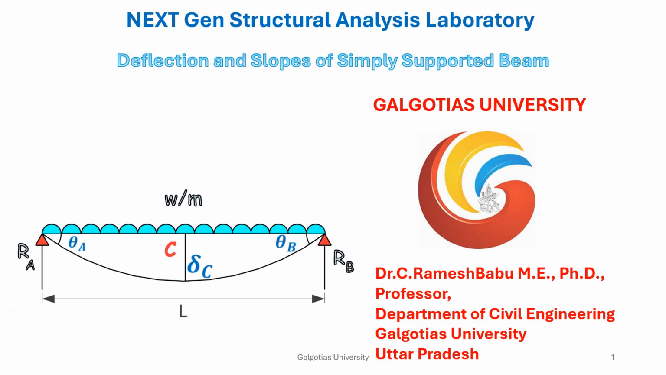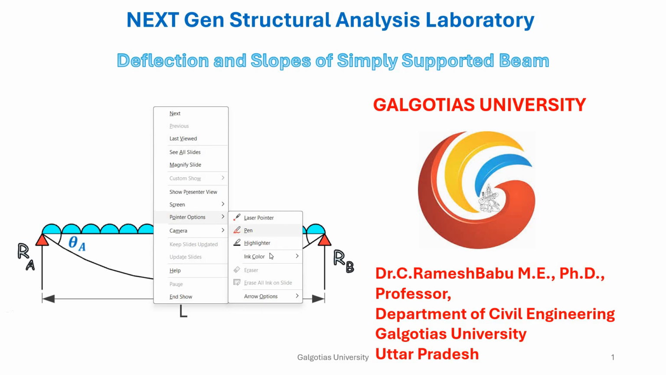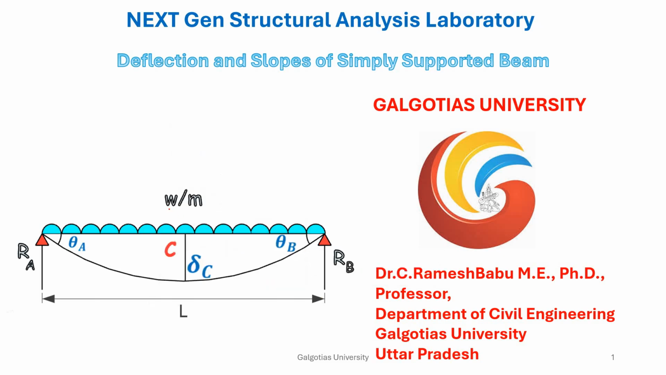So we have solved lot many problems related to simply supported beams. This time we will try to find out the deflection at the center of a simply supported beam, which is subjected to uniformly distributed load W per meter. For this, we will find out the central deflection, and also the slopes at point A and point B, that is theta A and theta B. We will be using the conjugate beam method to solve the problem.